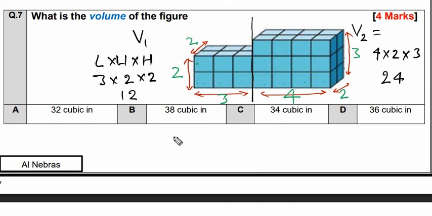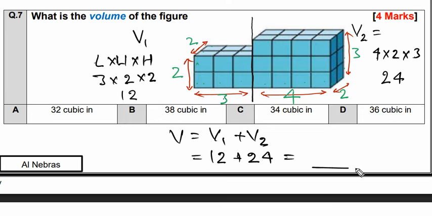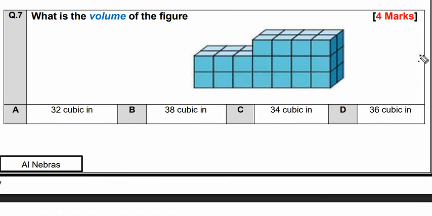Now add this together. Total volume is volume 1 plus volume 2. Volume 1 is 12, volume 2 is 24. And now what will be your answer? You will tell me. Is it A, B, C or D? You need to know that. Okay, let's move on to the next question.